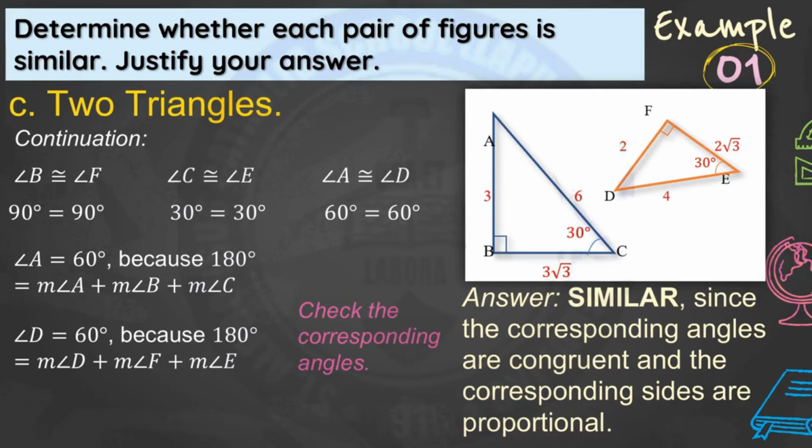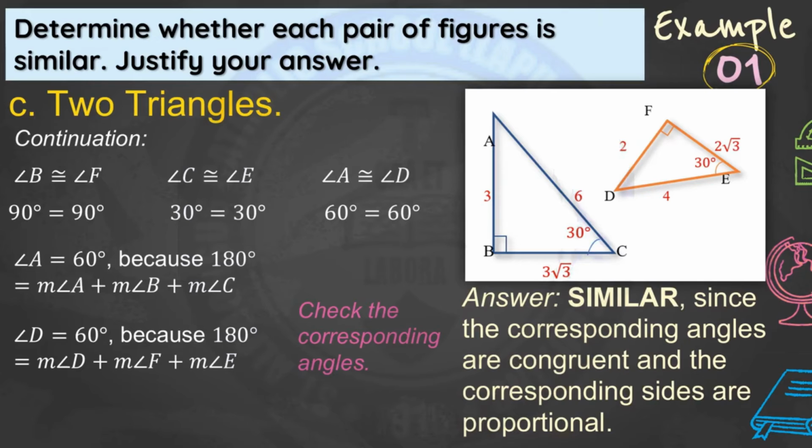And how did we come up with 60 degrees? Angle A is equal to 60 degrees because the sum of the interior angles in a given triangle is equal to 180 degrees. So we have the measure of angle A plus the measure of angle B plus the measure of angle C. Same will follow for angle D, which is also equal to 60 degrees. So the sum of the interior angles D, F, and E is also equal to 180.